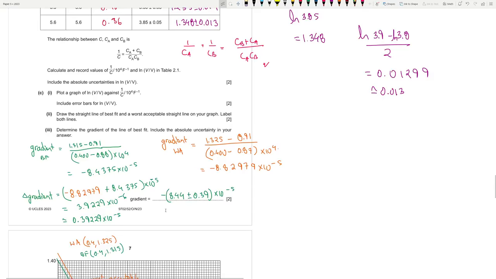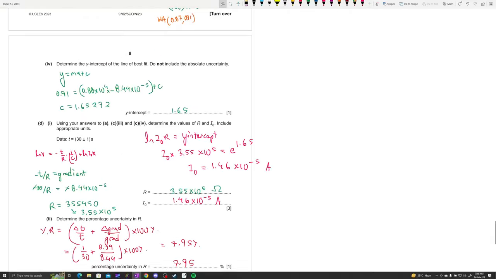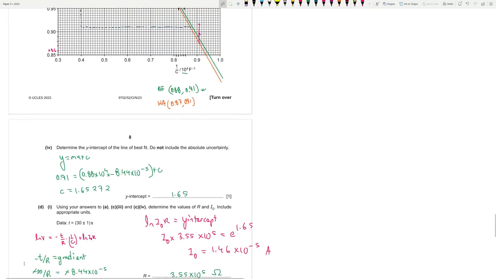Let's move on to the next part then. Last page. Let's wrap up soon. Determine the y-intercept of the line of best fit. Do not include the absolute uncertainty, so we don't need it. So just find out y is equal to mx plus c using your best fit coordinates. I opted to use these points. 0.91 equals 0.88 times 10 to the power 4 times the gradient plus c. I get a value of 1.65 as my y-intercept.